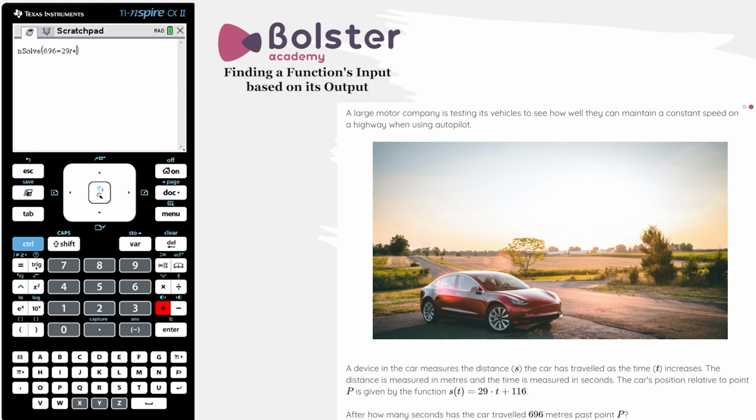29t plus 116. Now once I have my equation in that I want to solve, I need to separate it with a comma. So comma is the next thing that I put in, and then I need to tell the calculator what variable I want it to solve for. So we want it to find t. Once I have all this in, I can just hit the enter button and it gives me my answer. t is equal to 20 when s is 696.